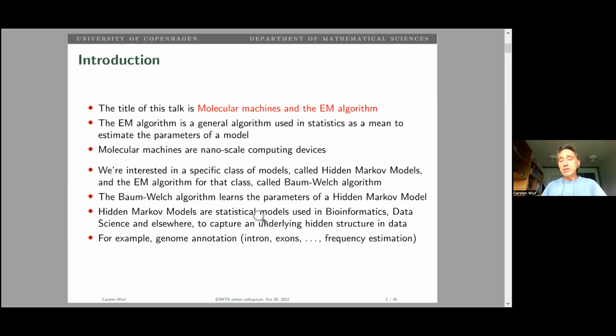Hidden Markov models, you might be familiar with those. They are statistical models, and they are widely used in bioinformatics and data science and elsewhere to capture an underlying hidden structure in data. For example, in bioinformatics or in genomics, it's used for genome annotation and frequency estimation and many different things. It's a very popular model and can be used in many different contexts.